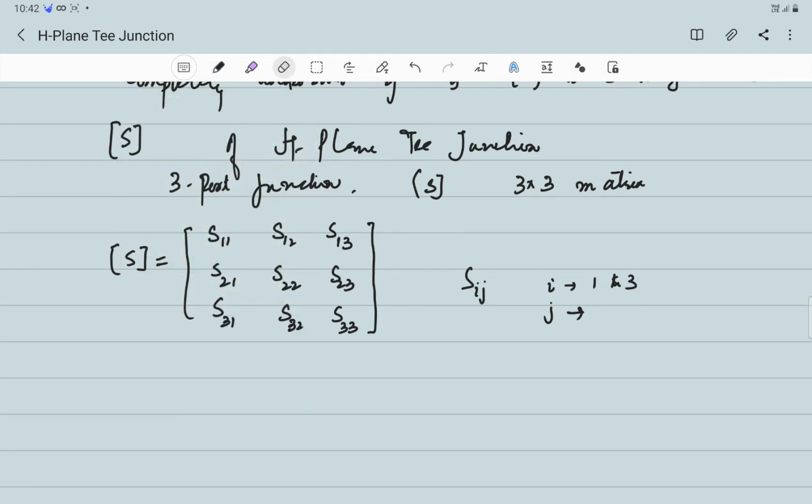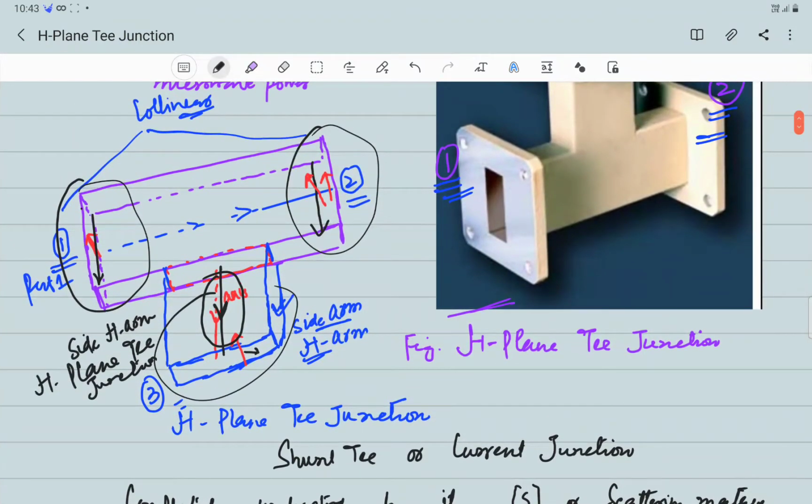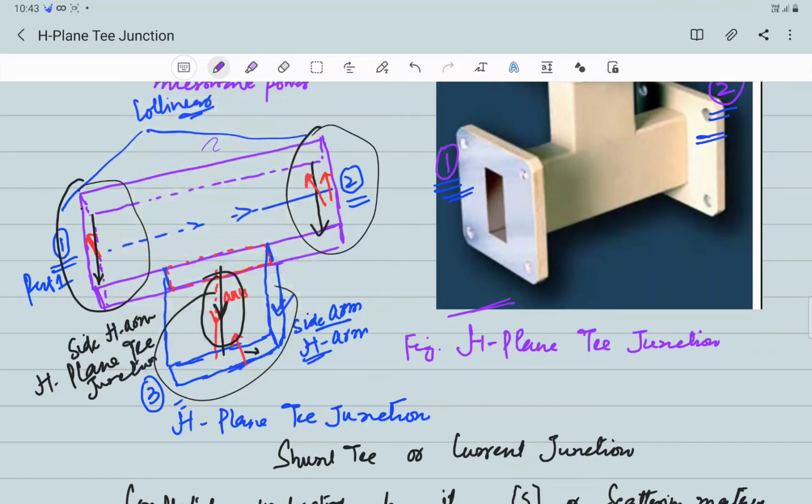Now if we look at the structure of this H plane T junction, if I draw a plane, for example, somewhere here, which bisects this T, then with respect to this plane, the structure is symmetric. So there's a plane of symmetry.